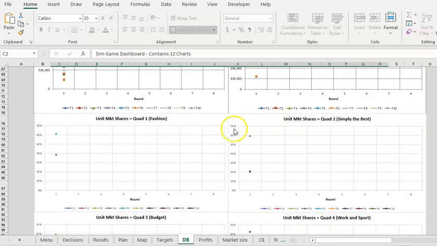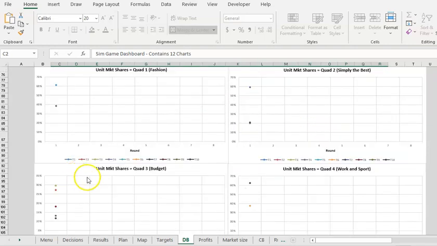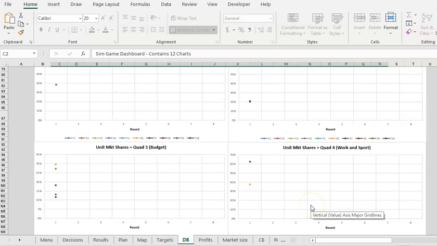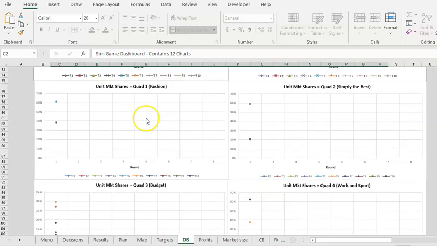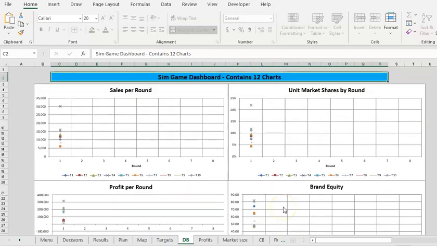And then there's market shares by quadrant, so the top left, top right, bottom left, bottom right, as presented. And I've just given the names. That's the fashion segment. That's simply the best segment. The budget segment and work and sport segment there. So you can play around with those.